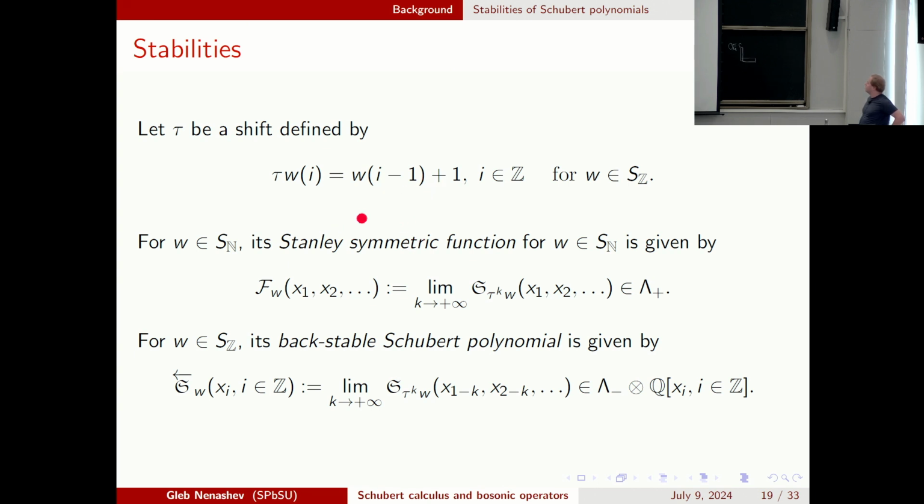And Stanley symmetric functions are just what you get when you apply this tau infinitely many times. You can see the limit. And a backstable Schubert polynomial is when you do the same thing, but now you also shift variables. We add negative variables with negative indexes. Stanley symmetric functions are defined for all permutations of natural numbers, but backstable Schubert polynomials are defined for permutations of all integer numbers, including negative. Because after some shift, you will have permutations only of natural indexes.